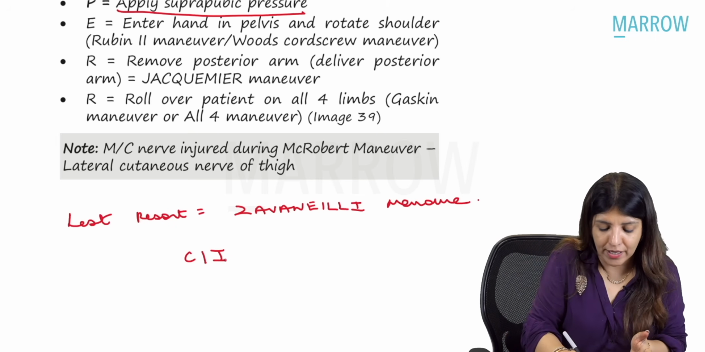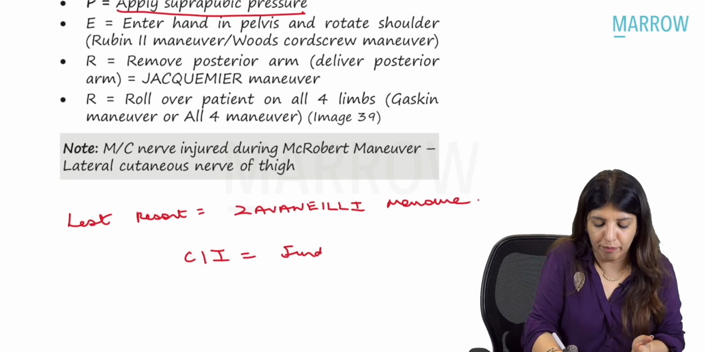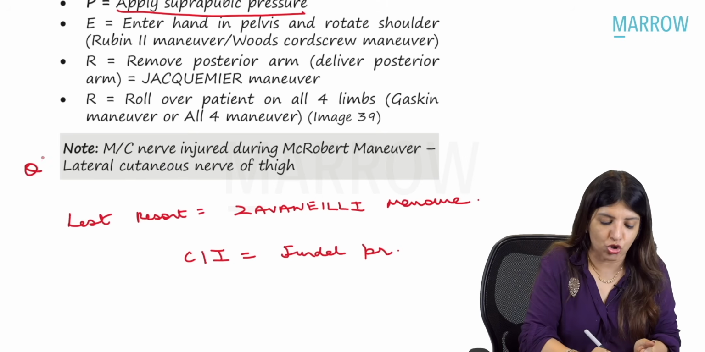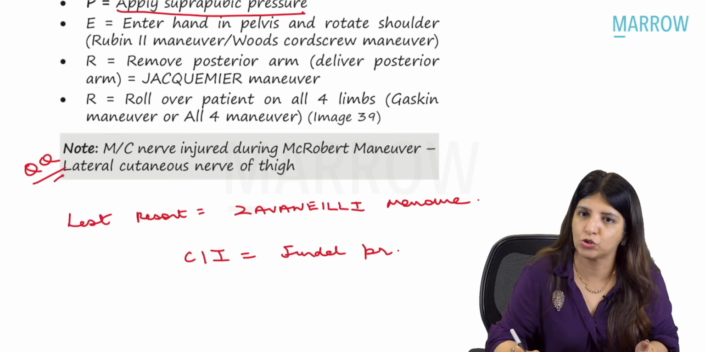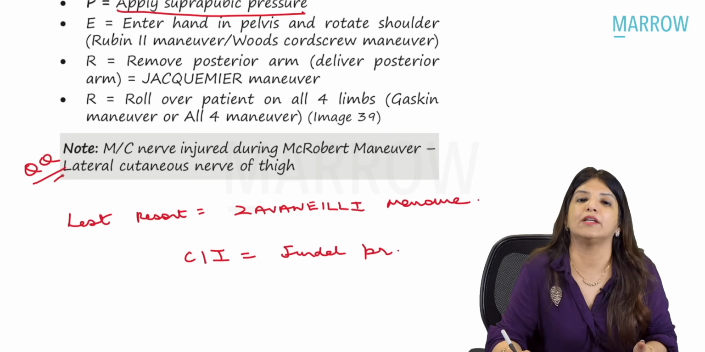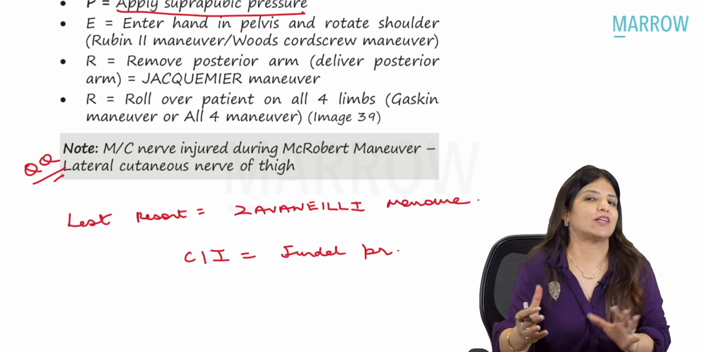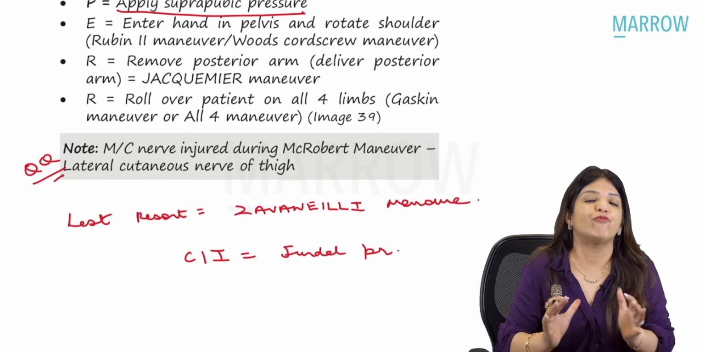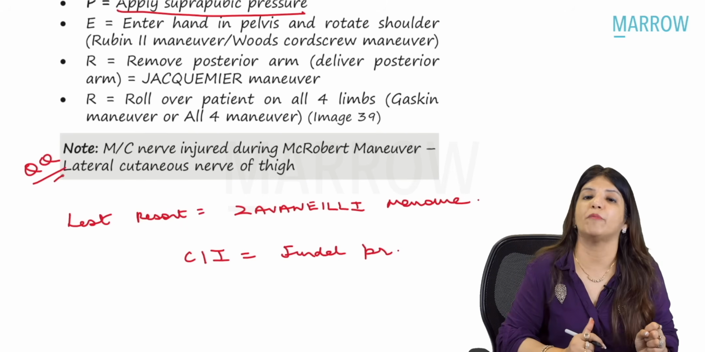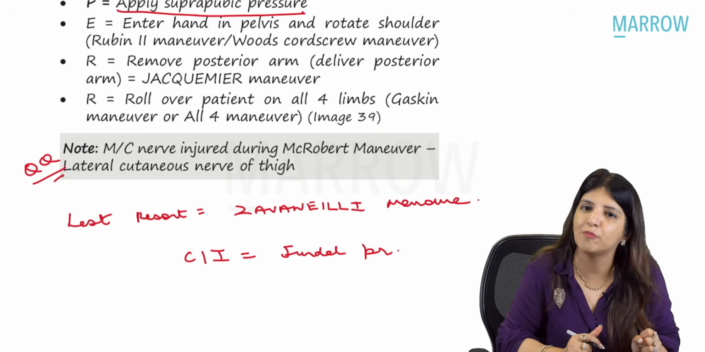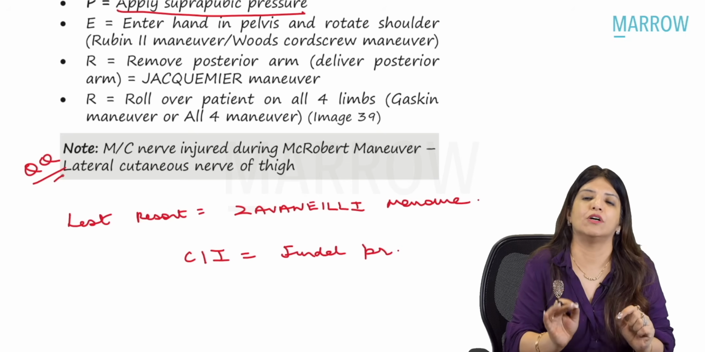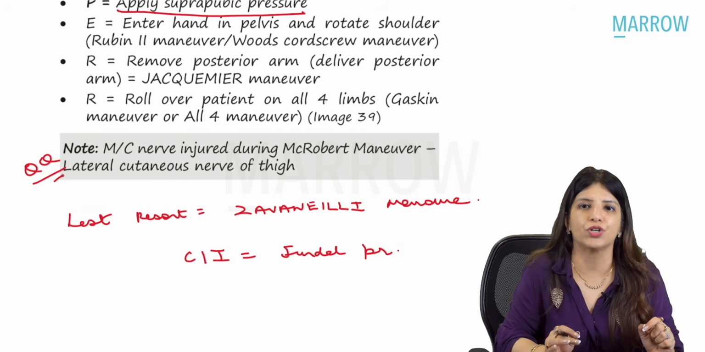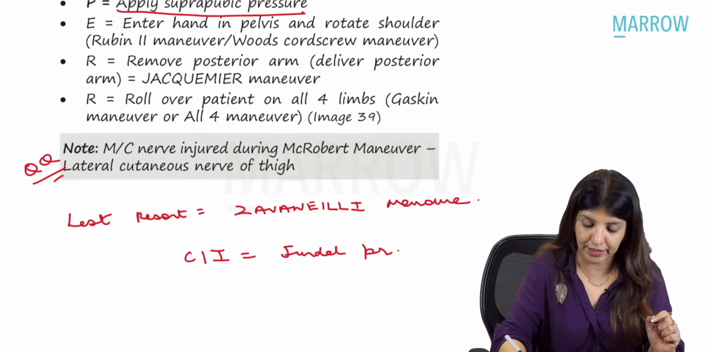What is contraindicated in shoulder dystocia? Fundal pressure is contraindicated in case of shoulder dystocia. What is the most common nerve which is injured during McRoberts maneuver? Lateral cutaneous nerve of thigh, leading to meralgia paresthetica. That is the most common nerve which is injured during McRoberts maneuver. What is the most common fetal complication of shoulder dystocia? Most common fetal complication of shoulder dystocia is Erb's palsy, which involves nerve roots C5 and C6. What is the most common maternal complication of shoulder dystocia? It is PPH. Clear to all of you?